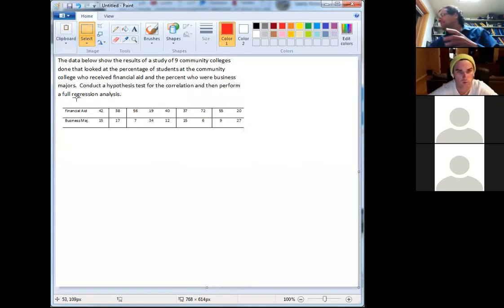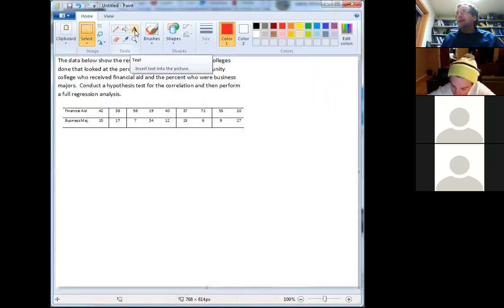So first thing, notice that these are 2 quantitative variables. They're dependent, which means we have one college looking at their financial aid, looking at their business major, another college, another college, another college. So because of that, we can look at regression analysis. So what I'm going to do is write down the hypotheses. And the hypotheses are really easy because they're always exactly the same.